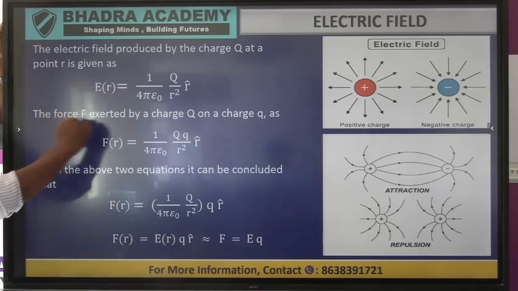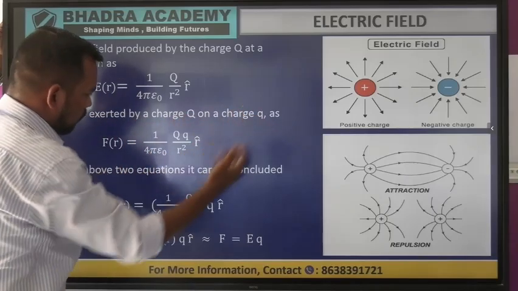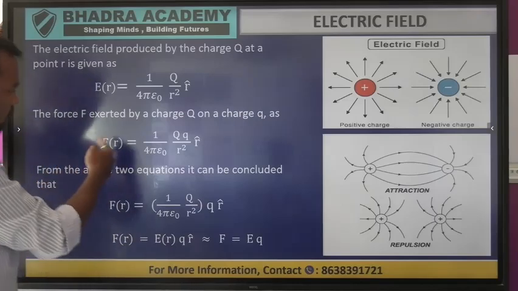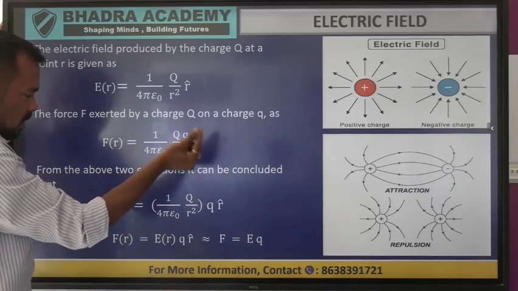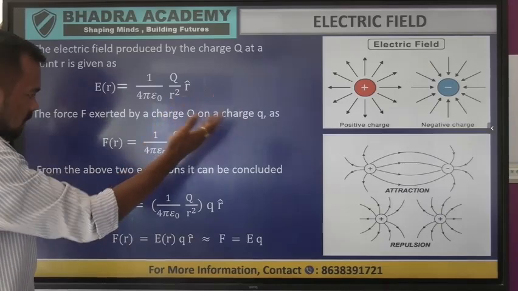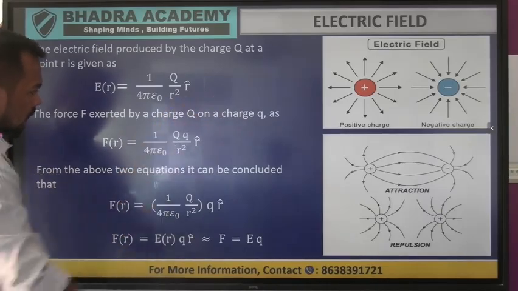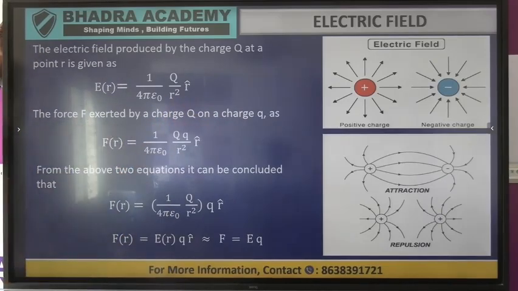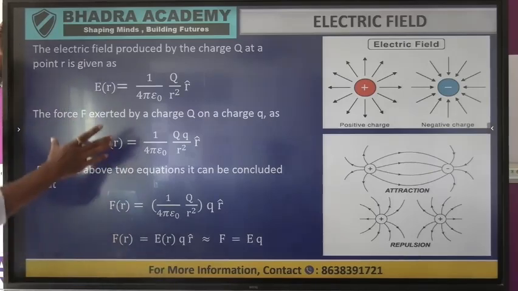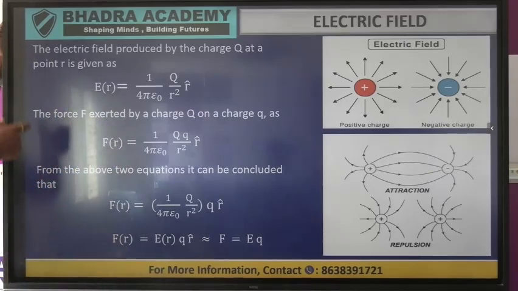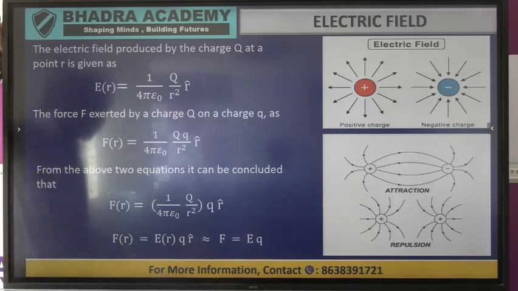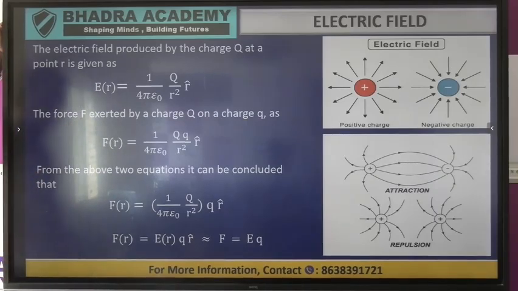Parallelly, if we talk about the force exerted by the charge at that point, this also can be given by the point test charge that we have brought near the main charge, divided by the distance r square, and the constant 1 by 4 pi epsilon naught. So this is the equation that gives us the force exerted by the charge capital Q.